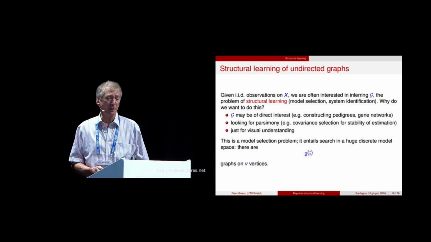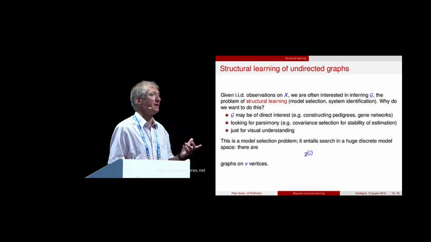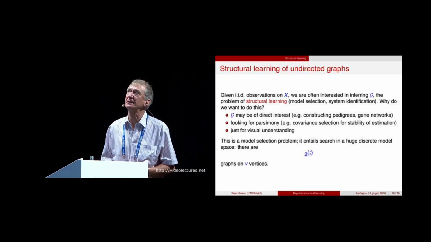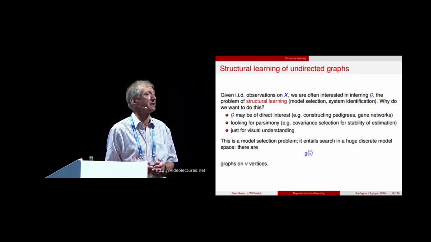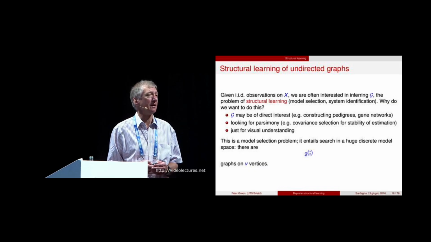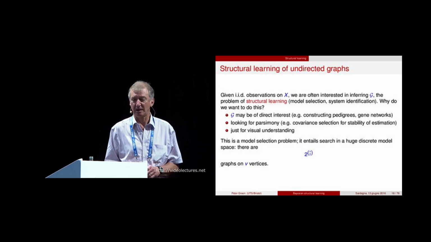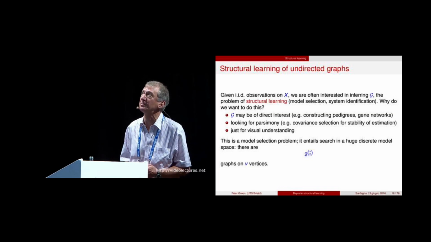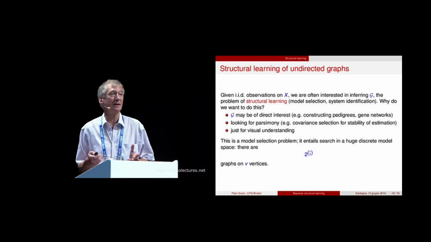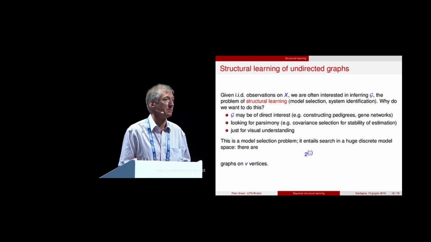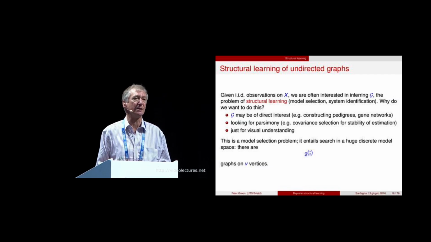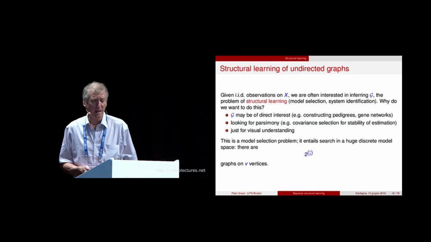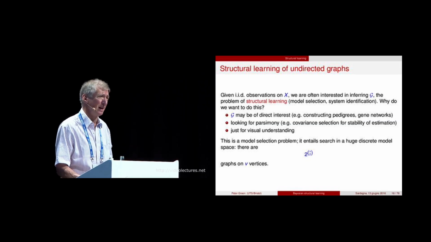So why do we want to do that? Well, first of all, the graph may be of direct interest. It may be the real subject of inference. If we try to construct pedigrees, for example, of human families, it's because we want to understand the pedigree. That's the genuine output. You could say the same thing about gene networks, for example. We're really trying to understand what's going on. The graph really is a representation of the science. But that's not always the objective.